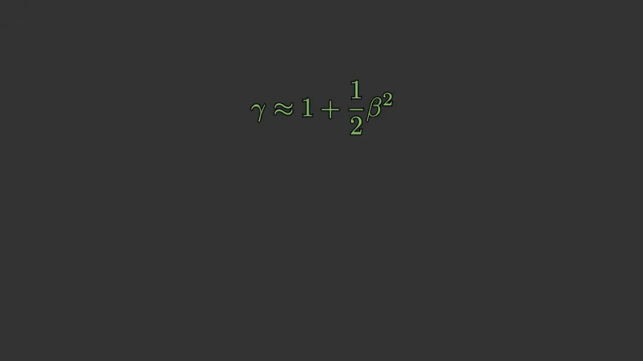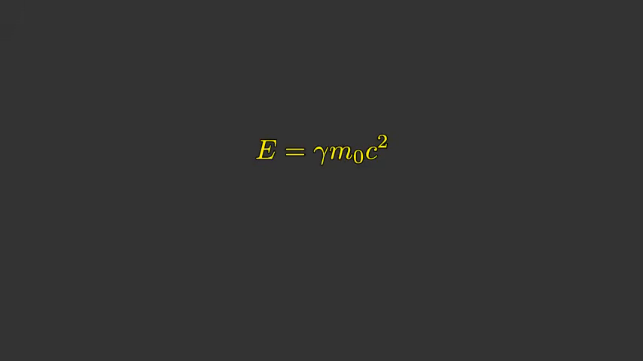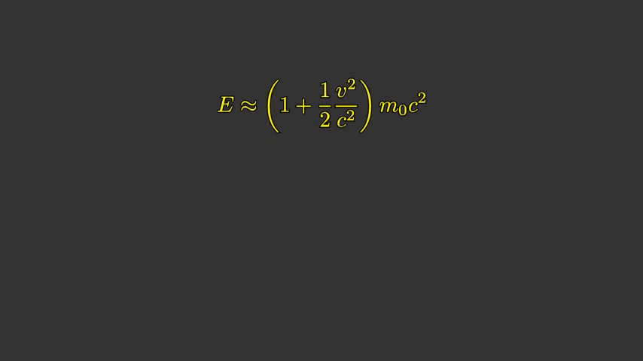Now insert this into the relativistic energy. The total relativistic energy is E equals gamma times m sub 0 times c squared. At rest, gamma equals 1, so the first term is m sub 0 c squared. That is the rest energy. For low speed, replace gamma with the approximation we just found. E is approximately (1 plus 1/2 v squared over c squared) times m sub 0 c squared.